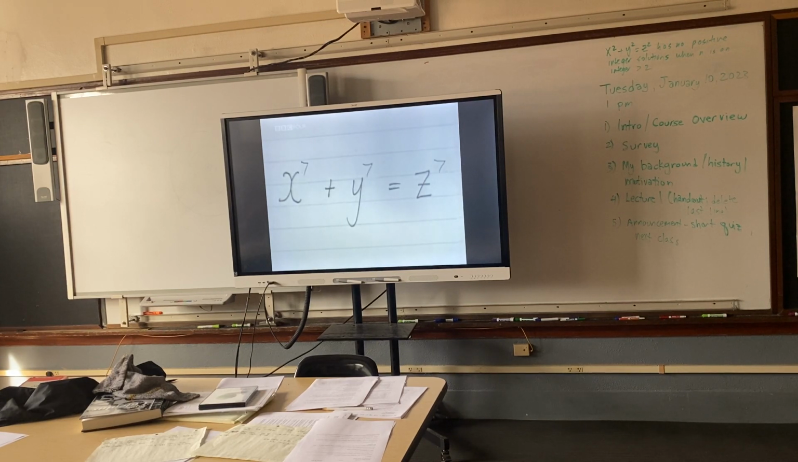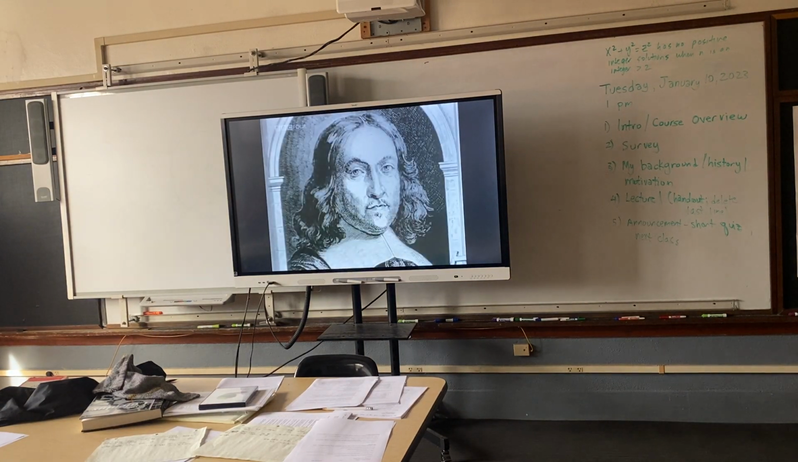You will never find numbers that fit this equation if n is greater than 2. That's what Fermat said, and what's more, he said he could prove it. In a moment of brilliance, he scribbled the following mysterious note.